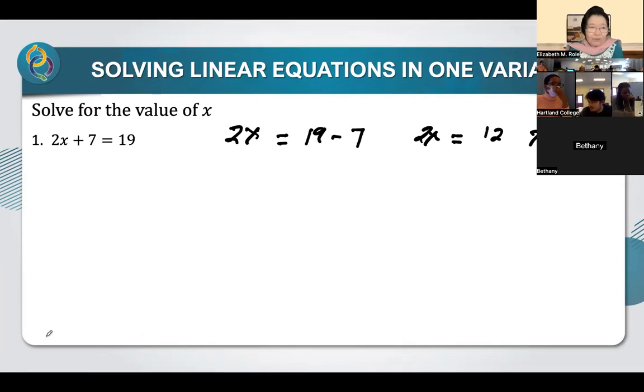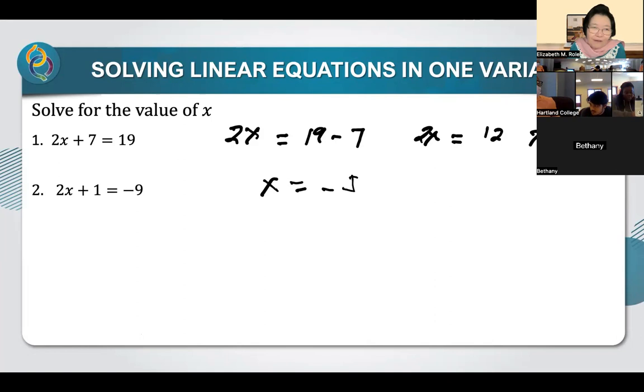And you can even do it with mental math. This one, I think you can do mental math. Minus 1, minus 10. X is minus 5. So there, x is equal to minus 5. Good. And again, you substitute. Minus 5 times 2 is minus 10 plus 1 is equal to minus 9.